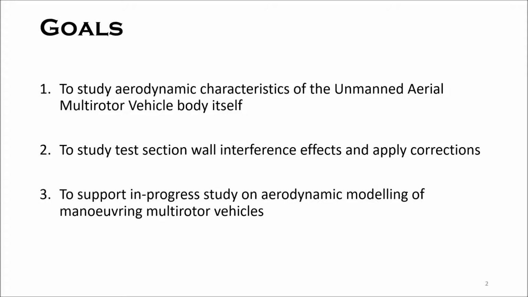The goals of this project were, first, to study the aerodynamic characteristics of the unmanned aerial multirotor vehicle body itself, including its additional components and not considering the rotors. Second, to study the effects of test section walls on the model and to set up a method to apply wall corrections to the test data. And finally, this project is intended to support a separate ongoing study on aerodynamic modeling of maneuvering multirotor vehicles.